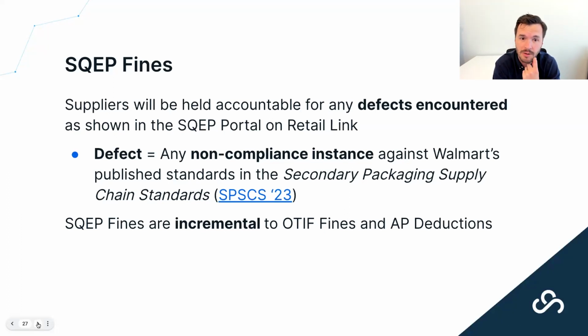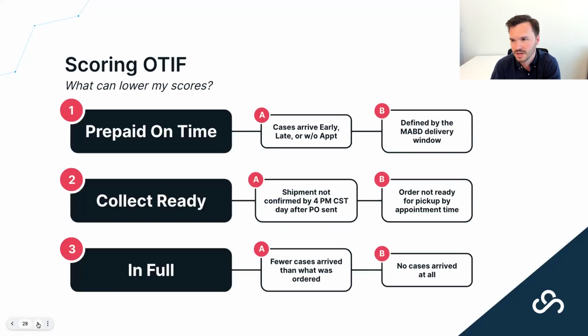But for SQEP fines, basically, these can be summarized as defects. We've written a lot on this as well. Any non-compliance instance against the secondary packaging standards is considered a defect. These are measured in different ways, depending on the phase, depending on the individual thing. But it has to do with everything from ASNs, everything from PO accuracy, that's what Walmart calls it, to the individual, is your cardboard strong enough and stuff like that. So that's what SQEP is.